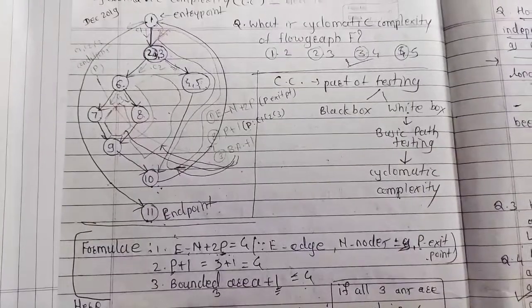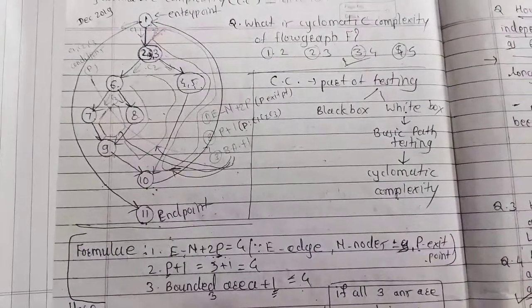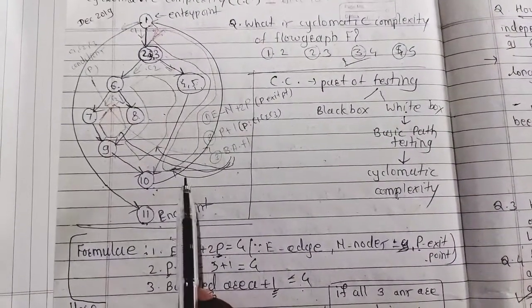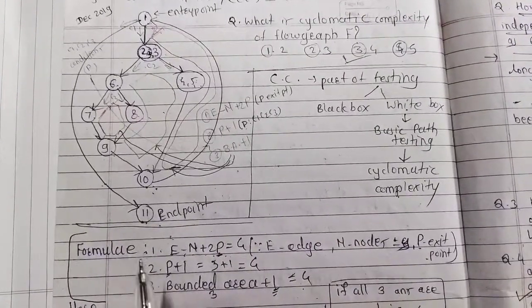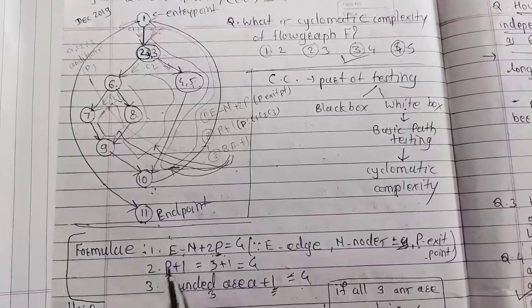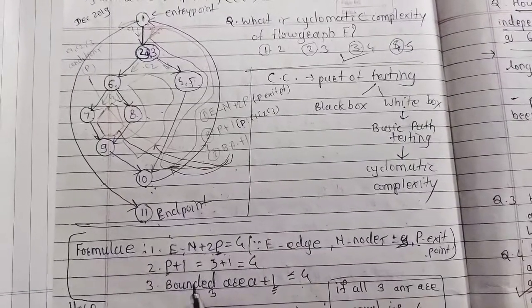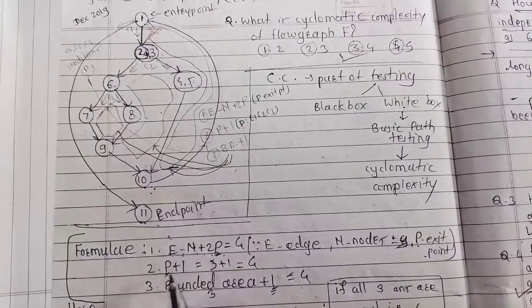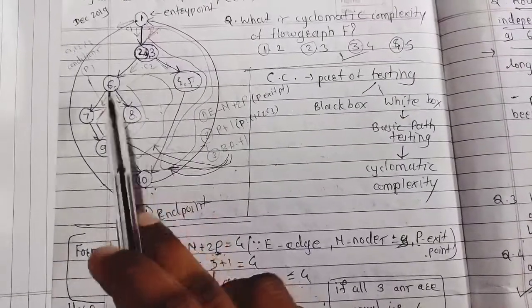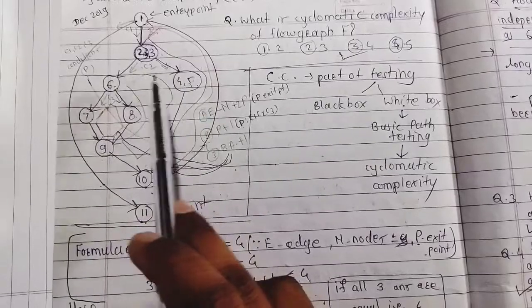This is our first question on this concept, flow graph. We have to find the cyclomatic complexity. If there is any query in this question, please ask in the comment. Here E is the number of edges, N is the number of nodes, and P is the number of predicate nodes, meaning if-else nodes, which have two sub-children.